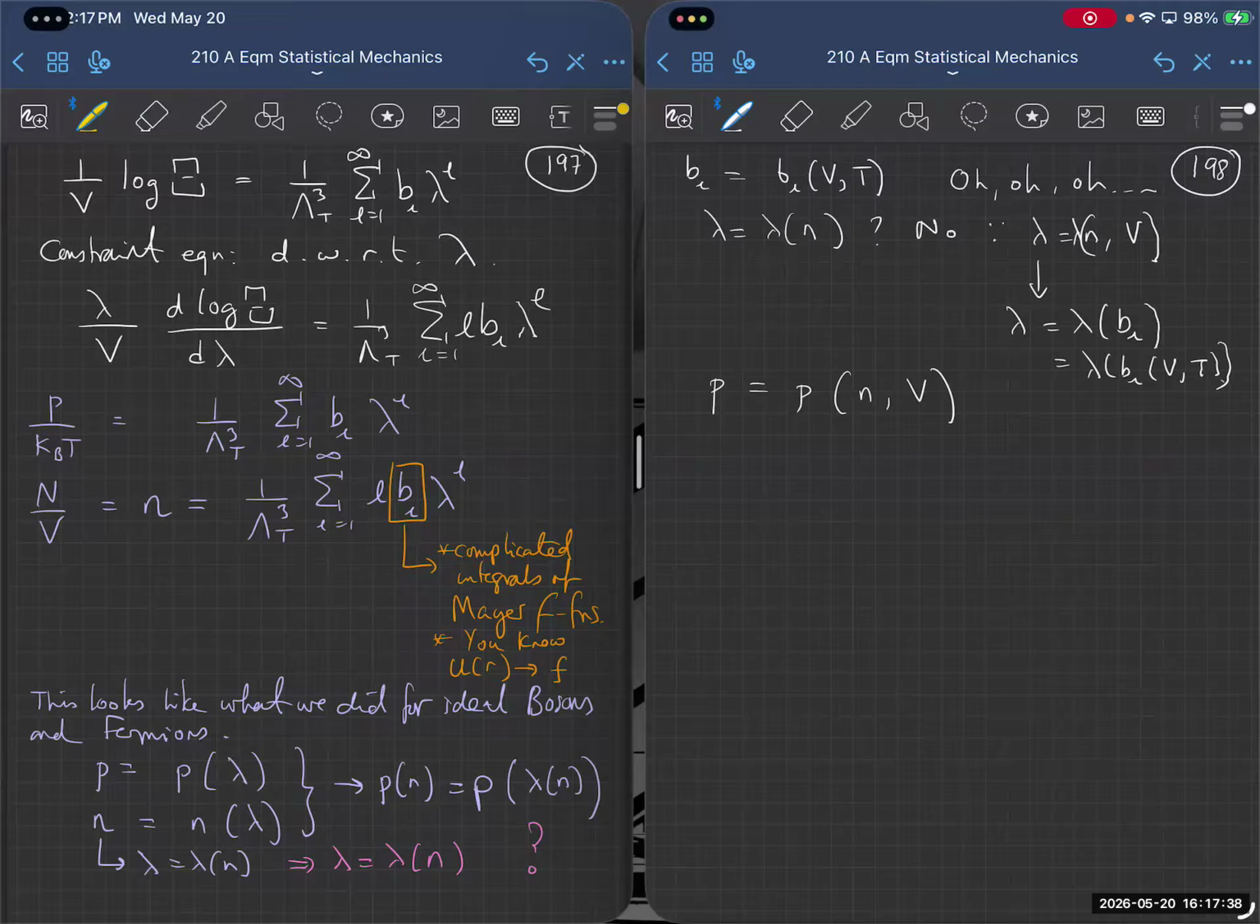Not sure if I see why lambda is a function of b. Well, because n depends on the b sub l. Look on the left-hand side, b sub l and lambda of l. If I invert that to get lambda as a function of n, I can do that, but lambda will also depend on the b's, and the b's depend on v. And they depend on v in a way different from just the dependence on n.